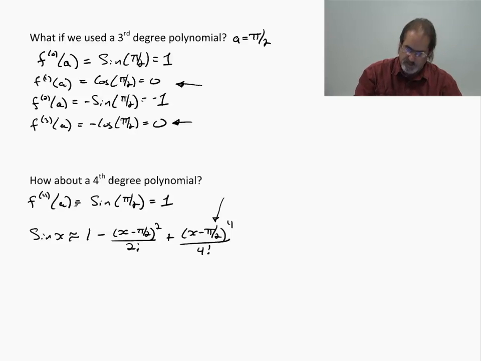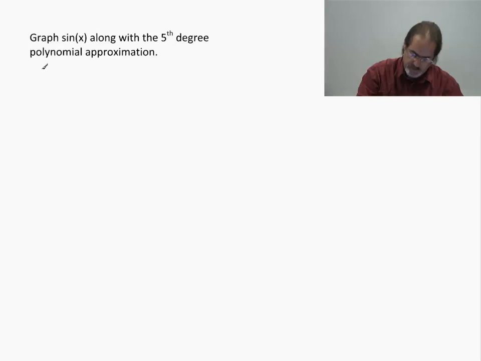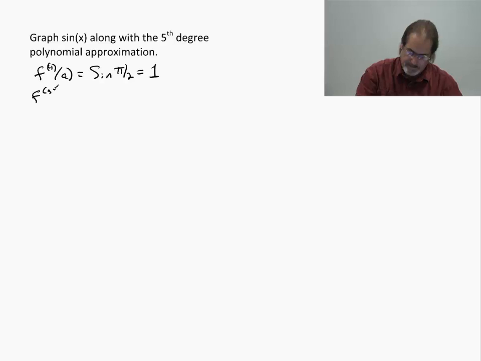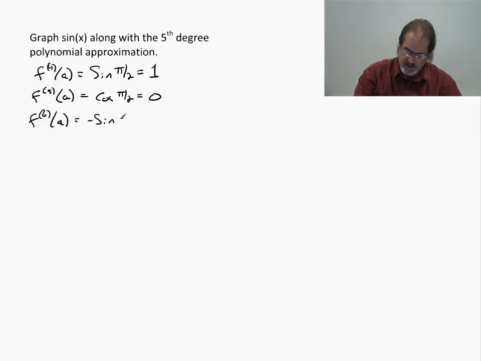So the fourth degree was sine, or the fourth derivative, which equals 1. So the fifth derivative is going to be cosine of pi over 2, which is 0. The sixth derivative at A will be negative sine of pi over 2, which is negative 1.